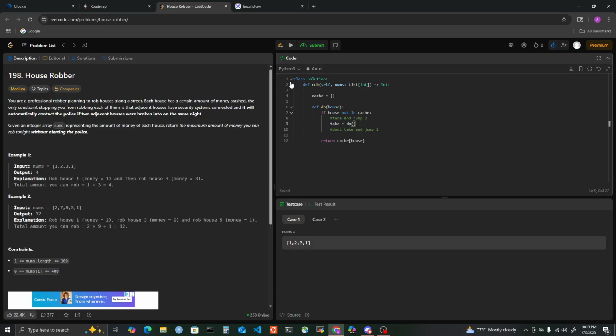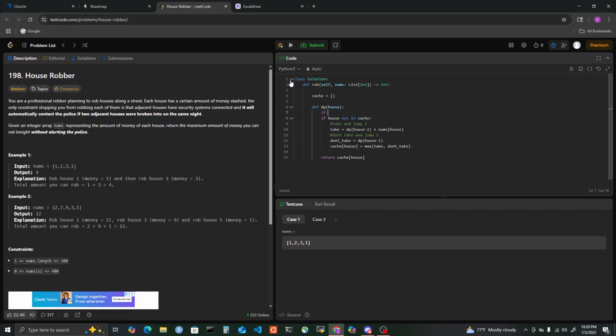Take is going to equal to dp of house minus 2 plus nums of house, and that's take. Don't take. This is going to be equal to house minus 1. And we want the maximum, so I'm going to say cache of house is going to equal the maximum of take versus don't take.